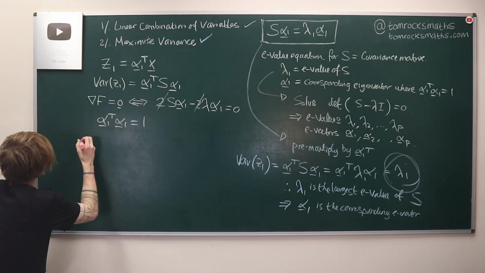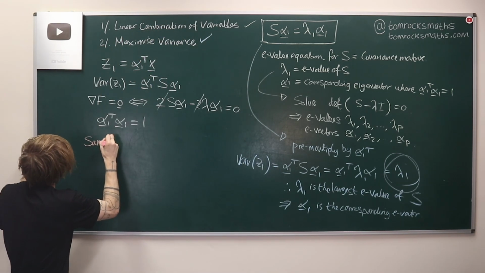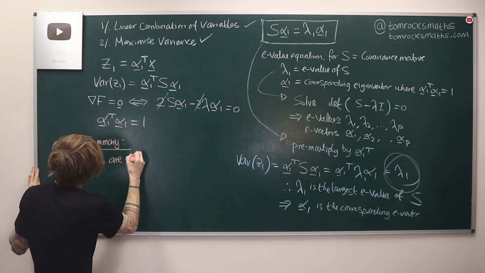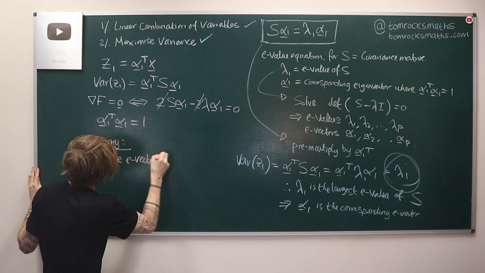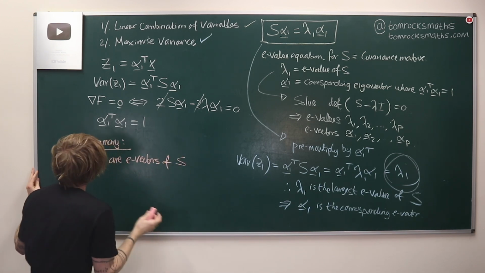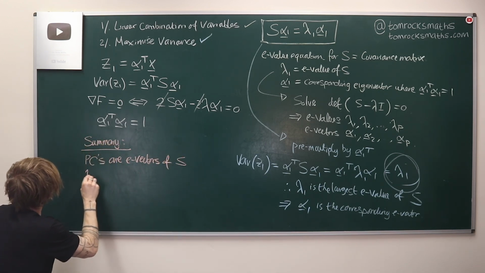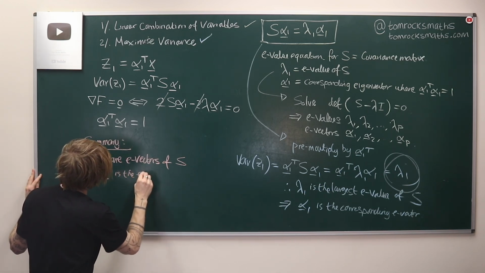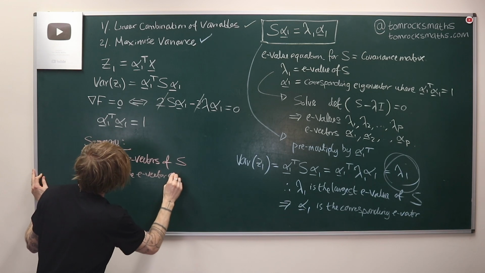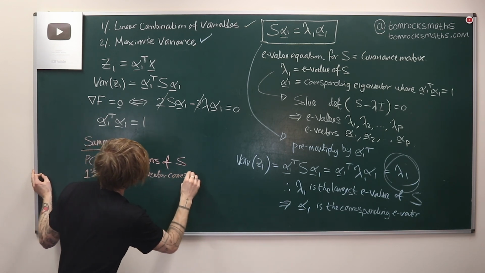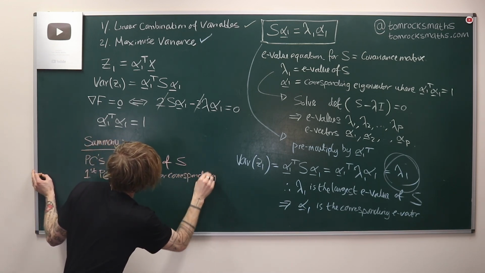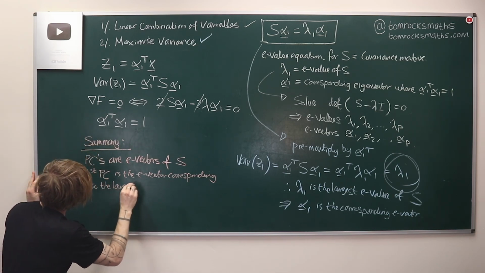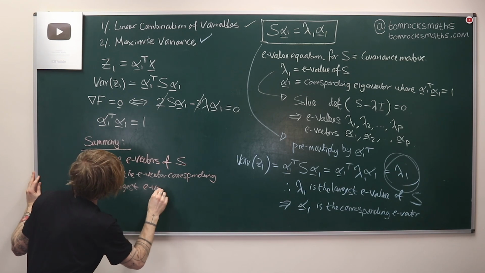So, summary. The principal components, the PCs, are the eigenvectors of S, and the first principal component is the eigenvector corresponding to the largest eigenvalue.